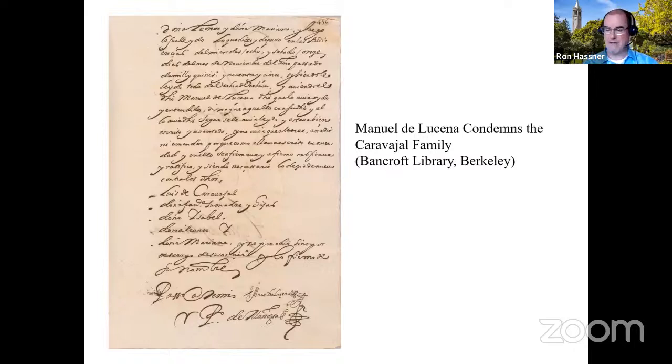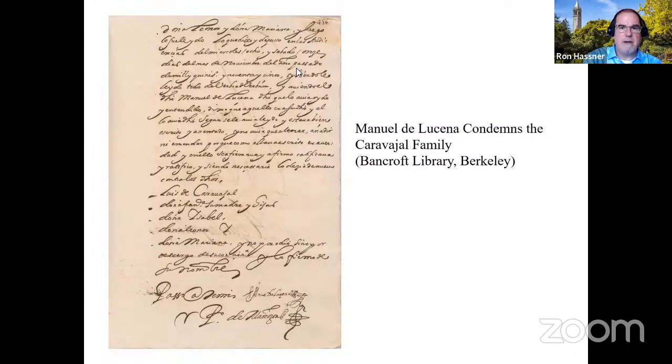Here's a very significant page from this Manuel de Lucena document, this 1,500-page document. This is the moment at which Manuel confirms his condemnation of the Carvajal family. Here they are listed in order. Luis, I see there's Doña Isabel, there's Doña Leonor, there's Doña Mariana. The first one must be Doña Francisca, who's the mother. And Doña Mariana, all listed in order.